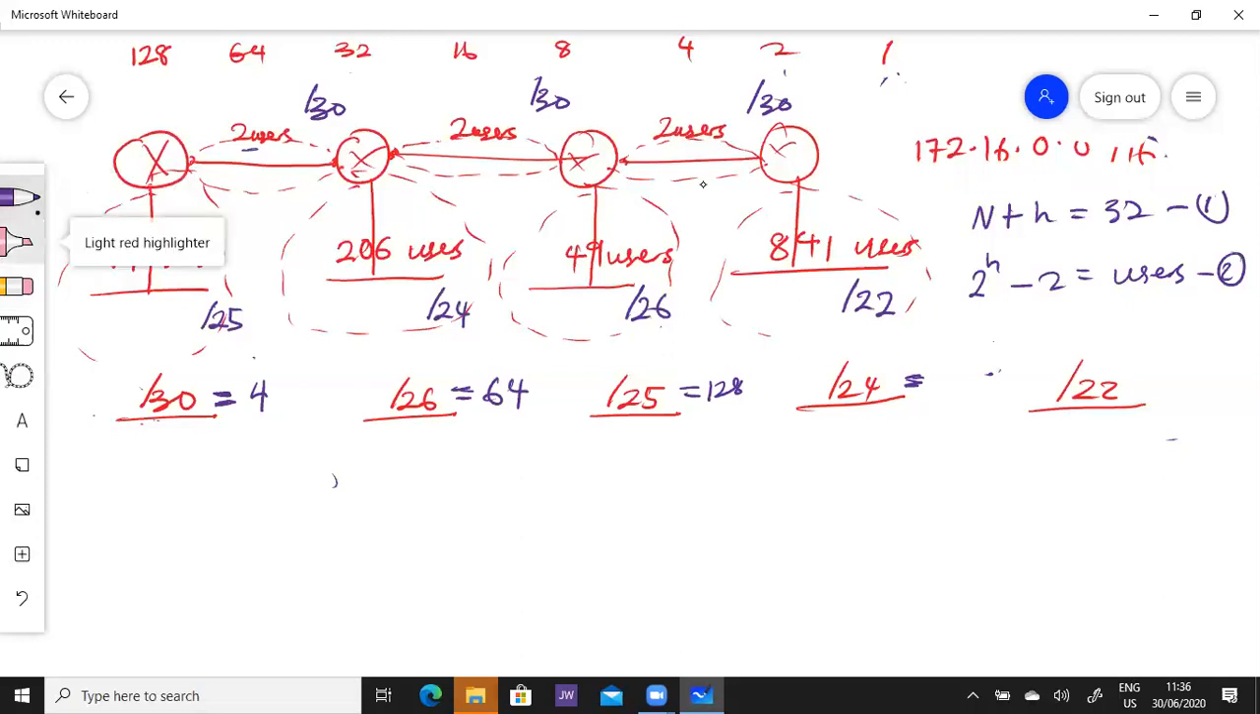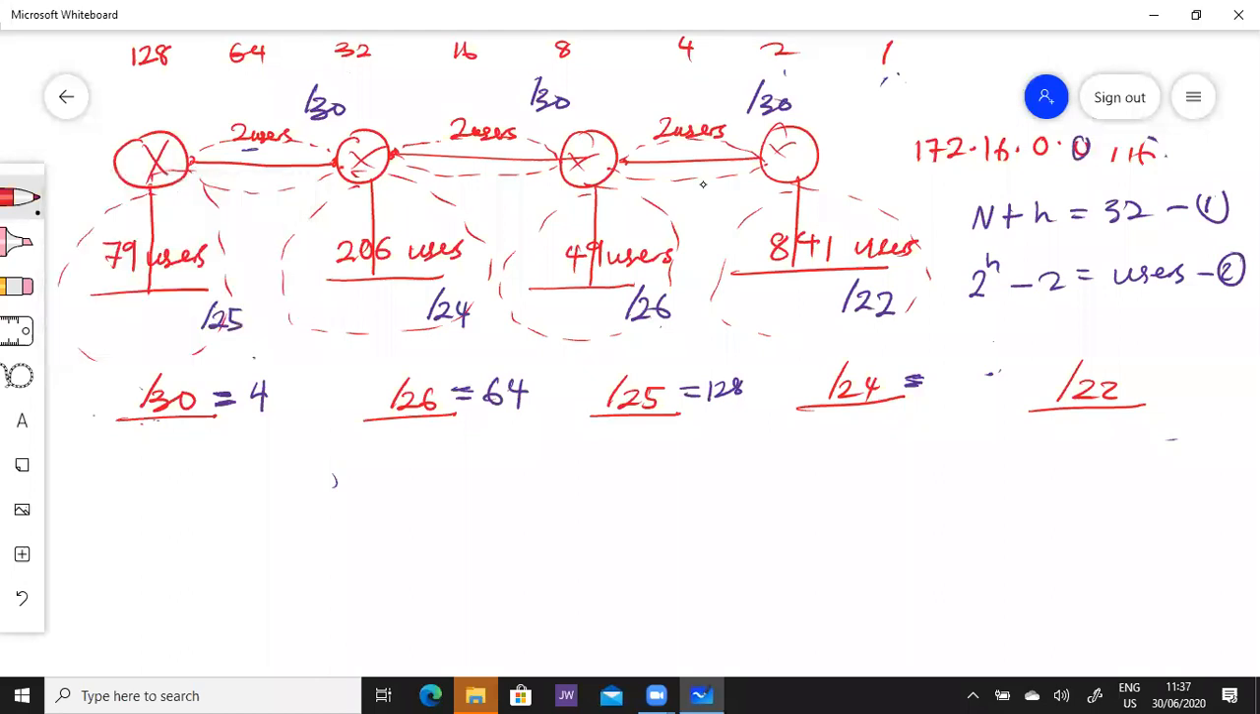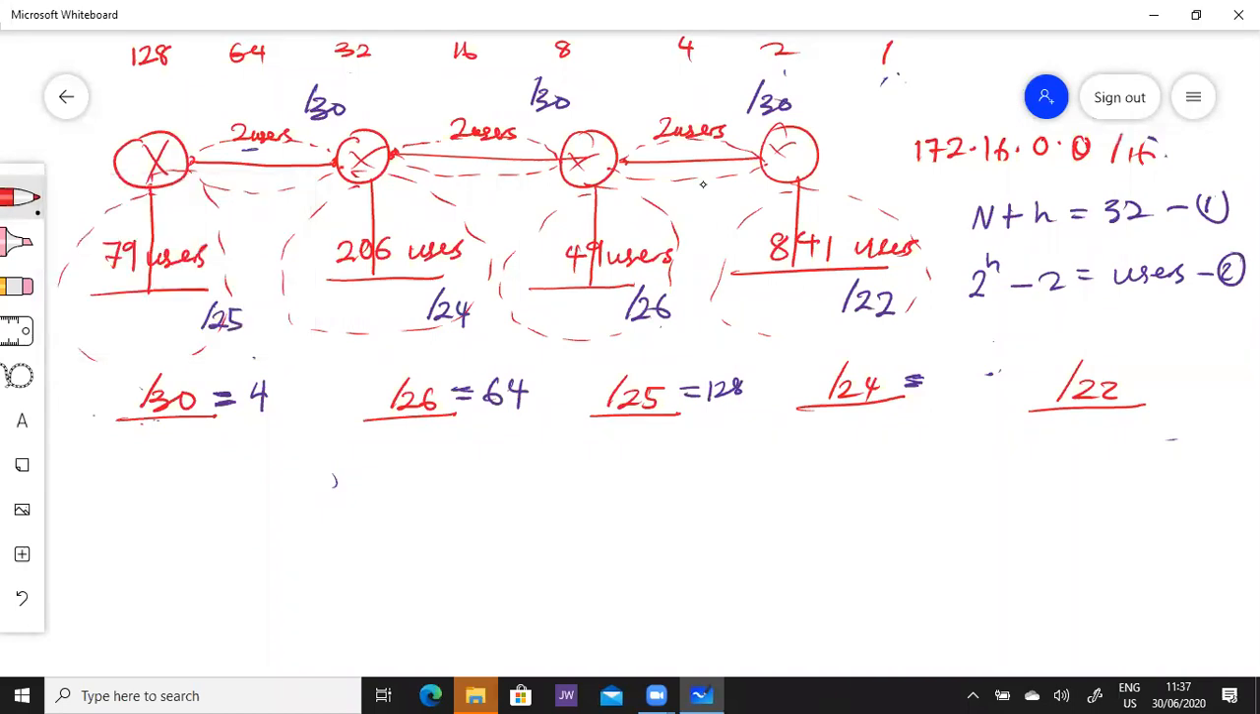So the original class was /16, and we borrowed how many bits? We borrowed 8 bits. Somebody's phone is disturbing, please. So since we borrowed 8 bits, let's count: 1, 2, 3, 4, 5, 6, 7, 8. The first one is the block size. So it's 1. Take note.